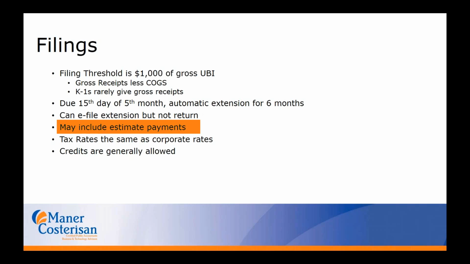You may also have estimated payments with a 990T. If taxes estimated to be over $500, you may have estimated payments that need to be paid. And those are usually paid EFTPS, and I'll talk about that in a minute. Your tax rates are the same as the corporate rates, so ranging from 15 to 35%, depending on your revenue. And then credits are generally allowed also. So if you have a credit that's reported on form, say 3800, which is the general business credit, those are generally allowed on the 990T if related to that activity. A lot of times I see that coming through on a K1.